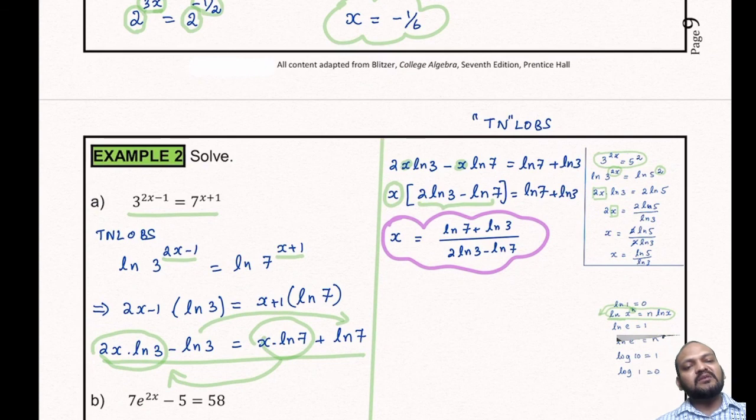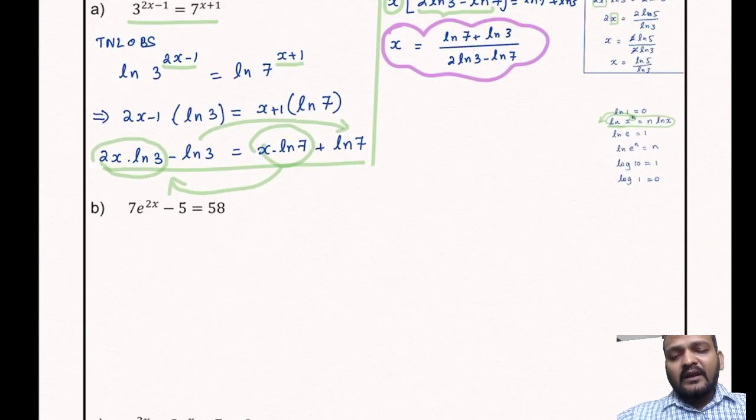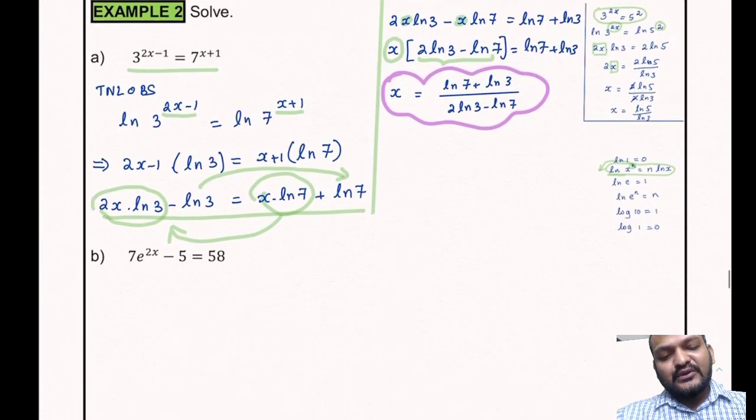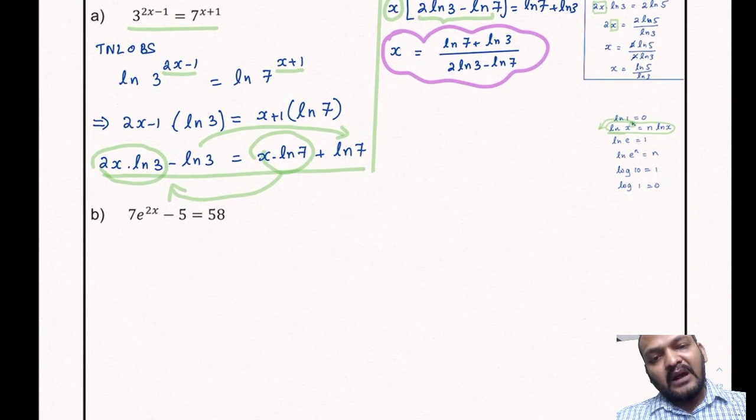Of course, this is a little bit involved. This is a little bit extensive in terms of the computation, but if you work with them, you should be able to solve them. If you practice enough, you should be able to solve them easily. All right, let's do example 2b. Here we also have an exponential equation, right?